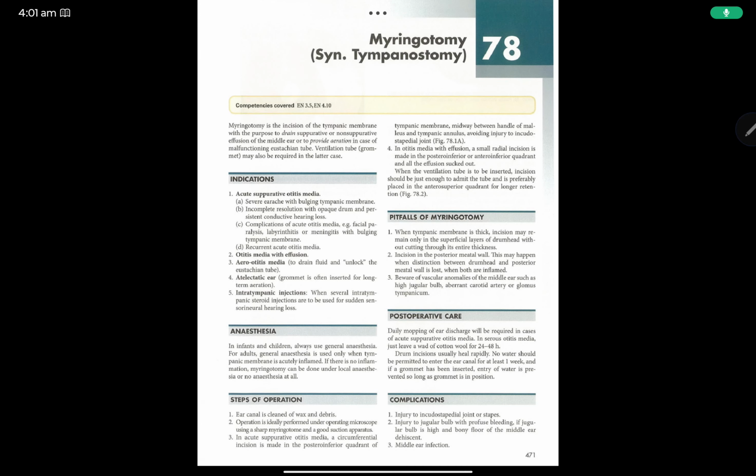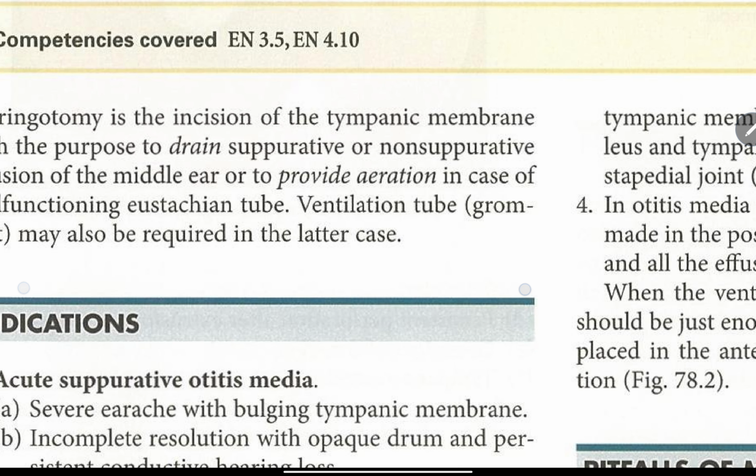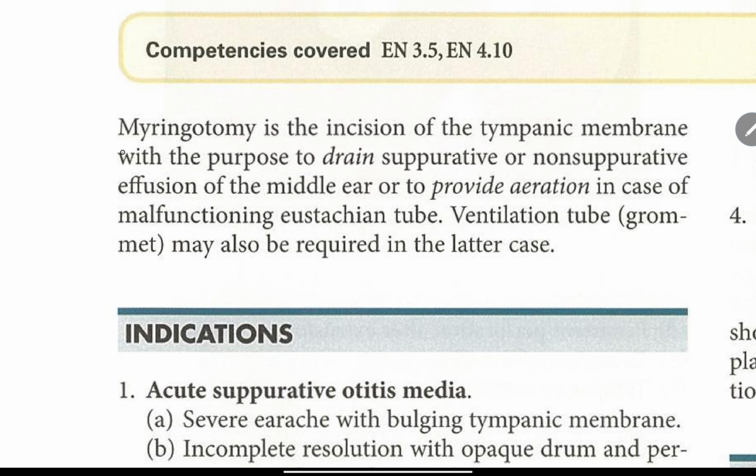Myringotomy or Tympanostomy by P.L. Dhingra, Chapter 78. Myringotomy is the incision of the tympanic membrane with the purpose to drain suppurative or non-suppurative effusion of the middle ear, or to provide aeration in case of malfunctioning Eustachian tube. Insertion of a ventilation tube, Grommet, may be required in the latter case.